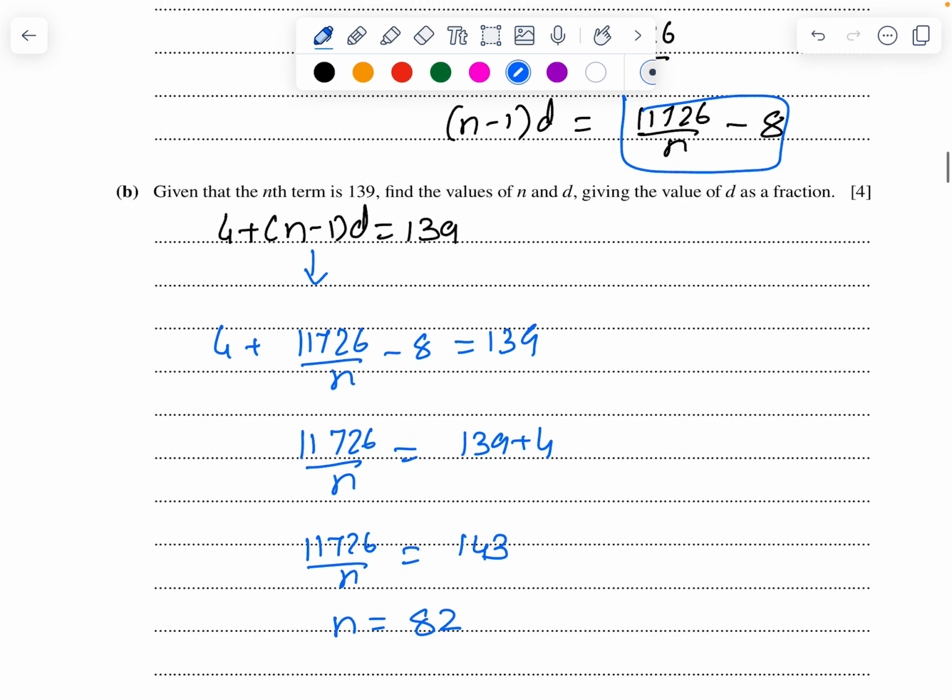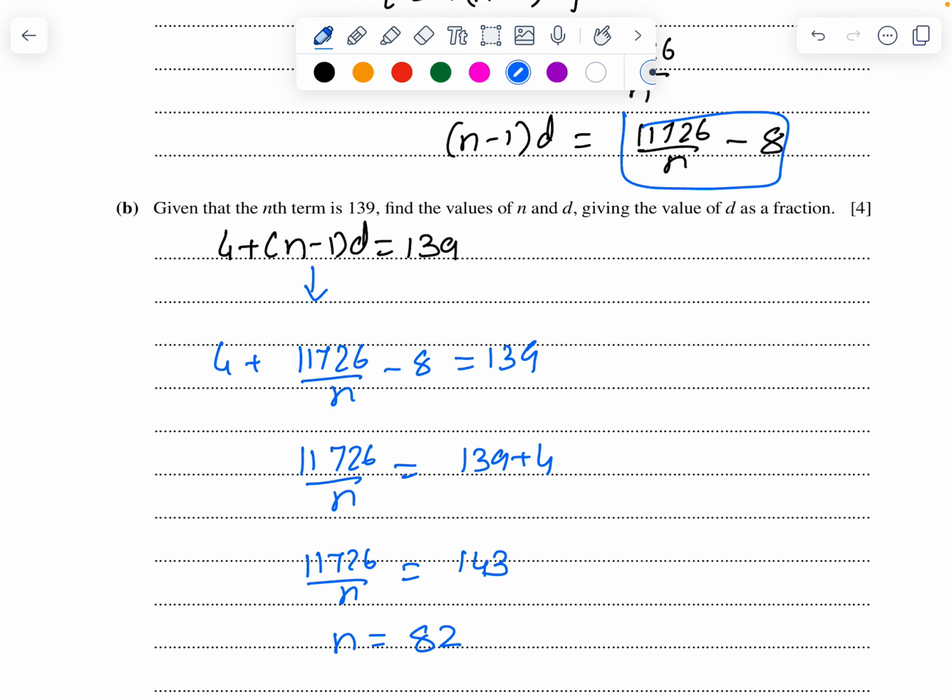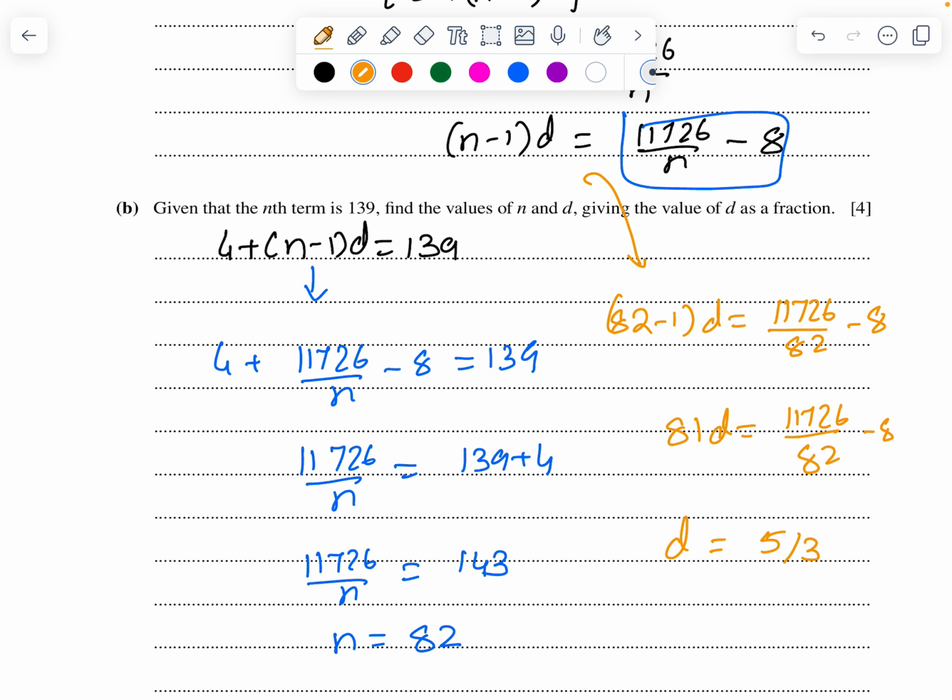Now we need to find the value of d also. So for that, plug in the n value: 82 minus 1 times d equals 11,726 divided by 82 minus 8. So 81d equals 11,726 divided by 82 minus 8. So d equals, when you simplify that, you should be getting the answer as 5 upon 3.